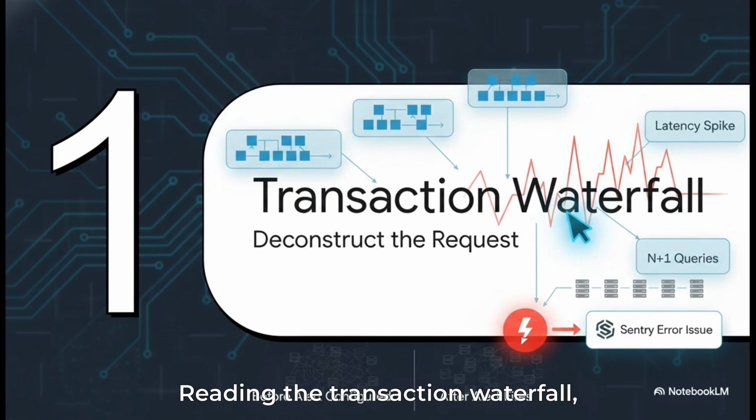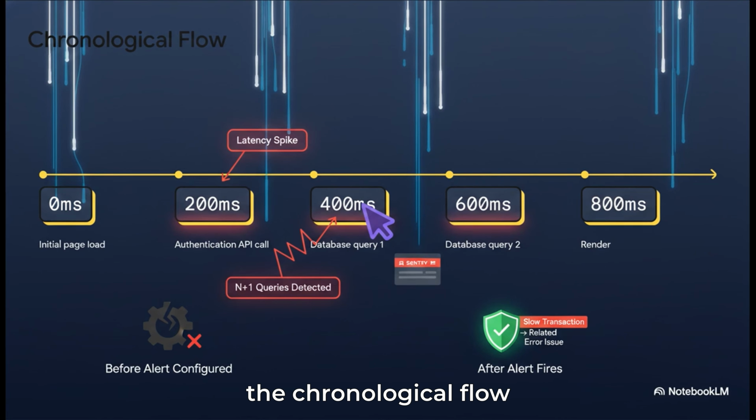Reading the transaction waterfall, let's see how to actually spot the bottleneck. When you look at the chronological flow of a waterfall view, it shows you exactly where time is being spent during a transaction. The spans execute sequentially. You've got the initial page load right at 0 milliseconds, followed by the authentication API call, and then your sequential database queries. Since child spans fall directly under their parents, it is incredibly easy to identify which specific operation is holding up the whole request.